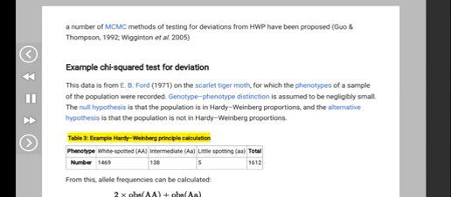Example Hardy-Weinberg principle calculation. Phenotype: white spotted, intermediate, little spotting, total.